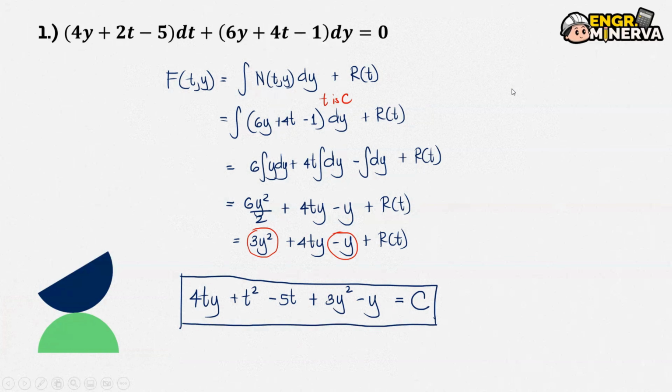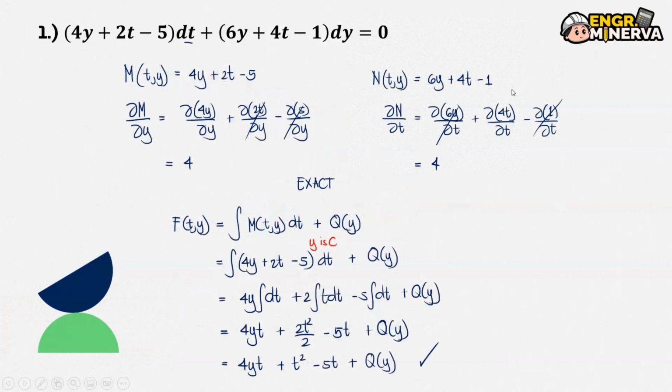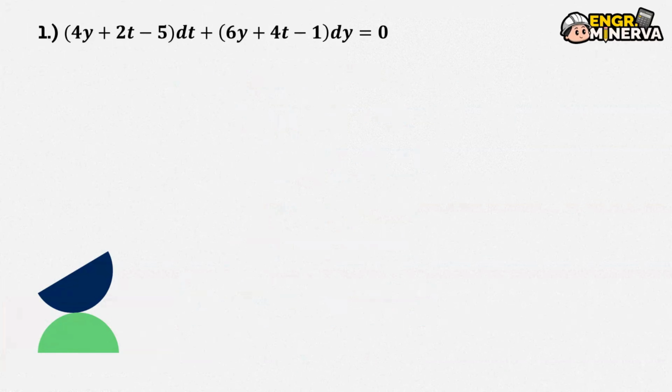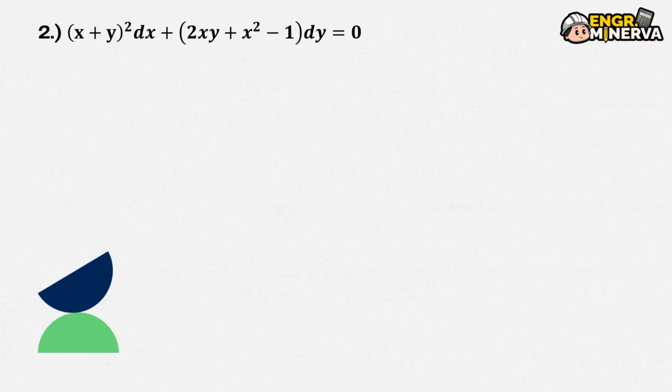Okay, next. Next, number 2, that would be (x + y) squared plus (2xy + x squared - 1) dy = 0. Again, we will check if this differential equation is exact.